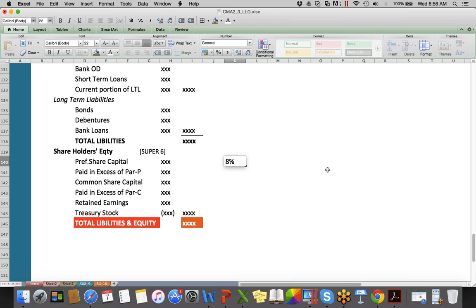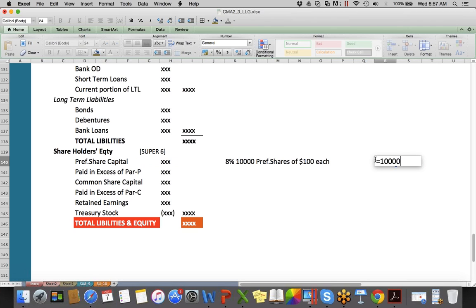the title, like 8% preference shares. I will write the quantity also: 8%, 10,000 preference shares of $100 each. This is the title. It gives you a complete picture of this amount. It means we have 10,000 preference shares issued to the public. Each is $100, so 10,000 times 100.